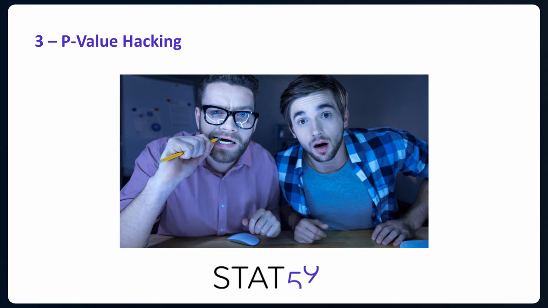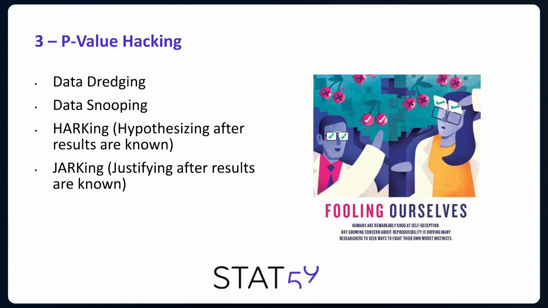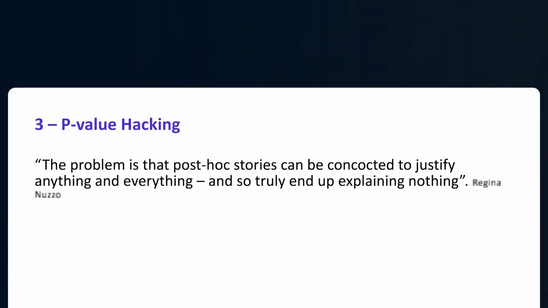P-value hacking is another quality trap that many researchers fall into. And this has a number of other names: data dredging, data snooping, HARKing, or hypothesizing after the results are known, or JARKing, justifying after the results are known. And this is a wonderful article called Fooling Ourselves, and I urge all of you to pick this up and read through it. It's a fantastic article explaining the hazards of p-value hacking and other mistakes that statisticians make.